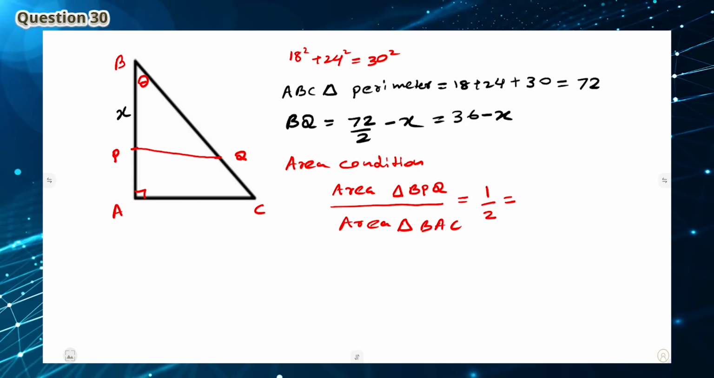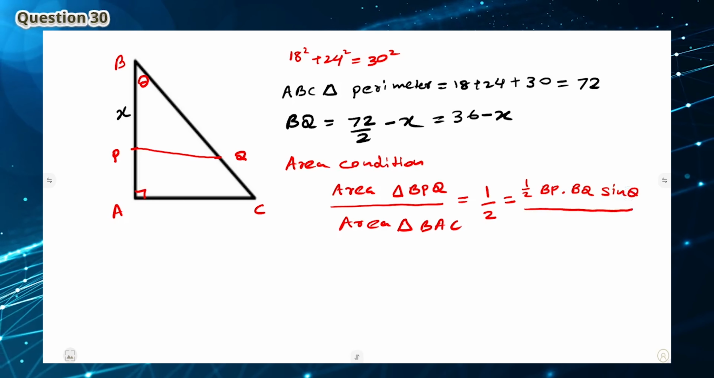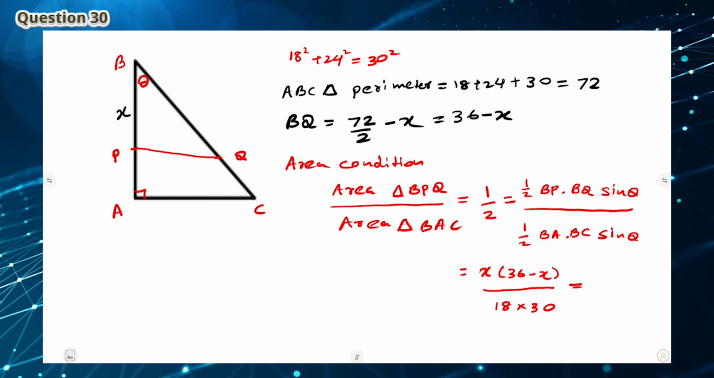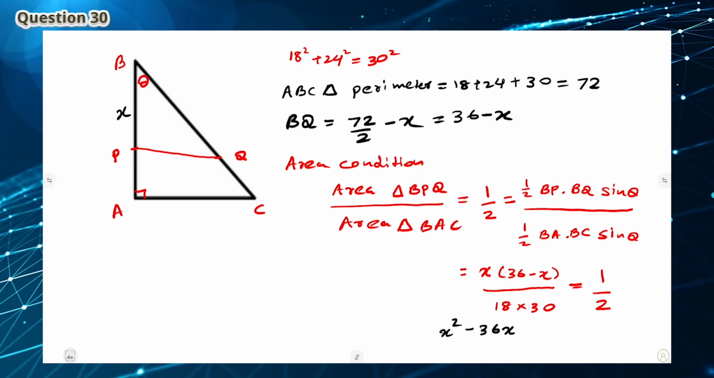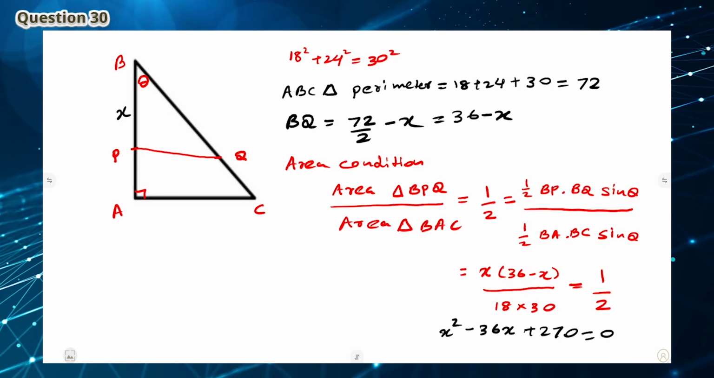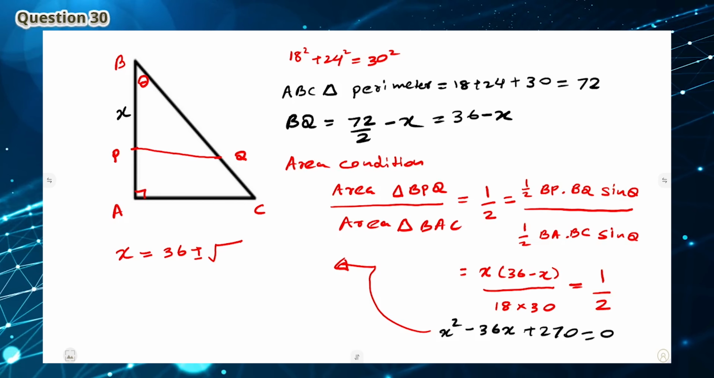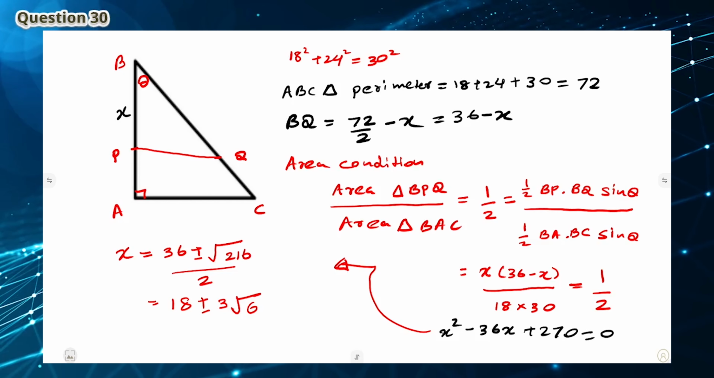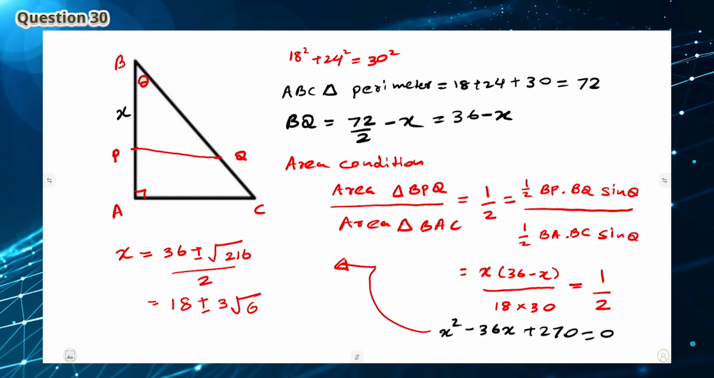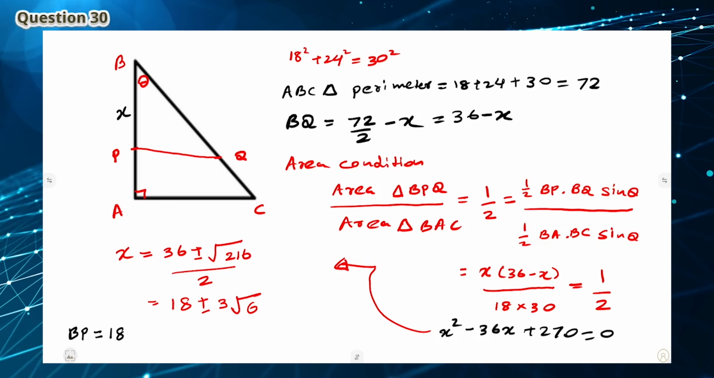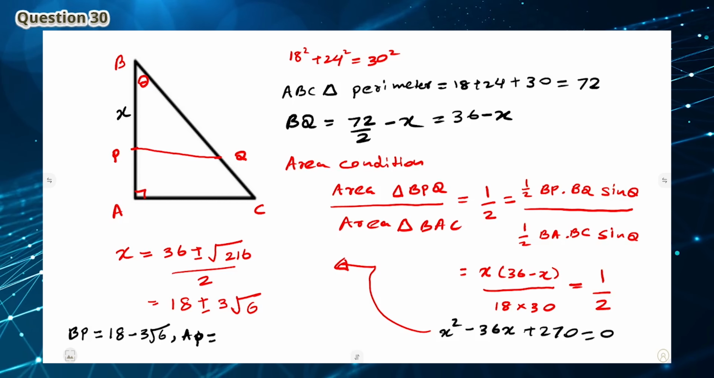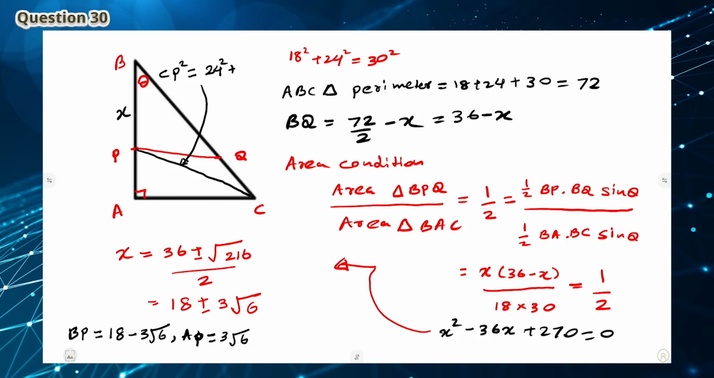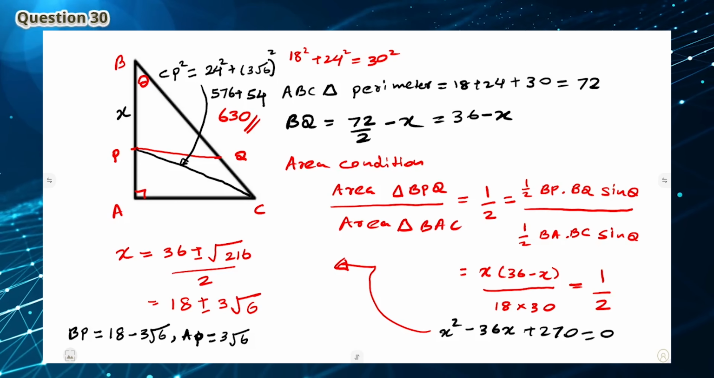We can write this using trigonometry. We find that x squared minus 36x plus 270 is equal to 0. We can use the quadratic equation to find that x is equal to 18 plus or minus 3 root 6. For P and Q to lie on the sides AB and BC of the triangle, we must take the solution x is equal to 18 minus 3 root 6. This means that the length of BP is equal to 18 minus 3 root 6, and the length of AP is equal to 3 root 6. We can apply Pythagorean theorem in the triangle CAP to find that CP squared is equal to 630. This means the answer is 630.